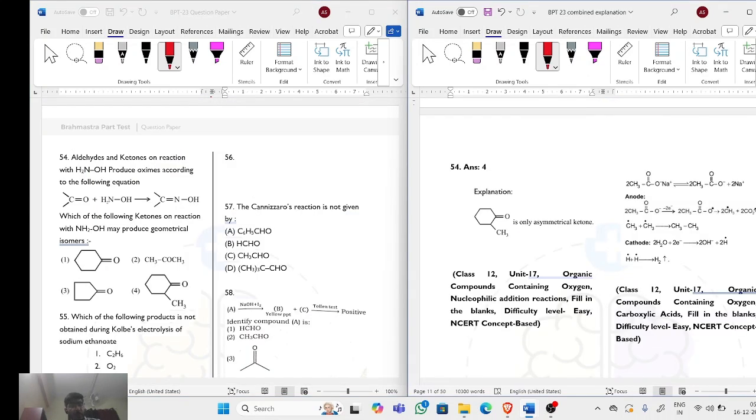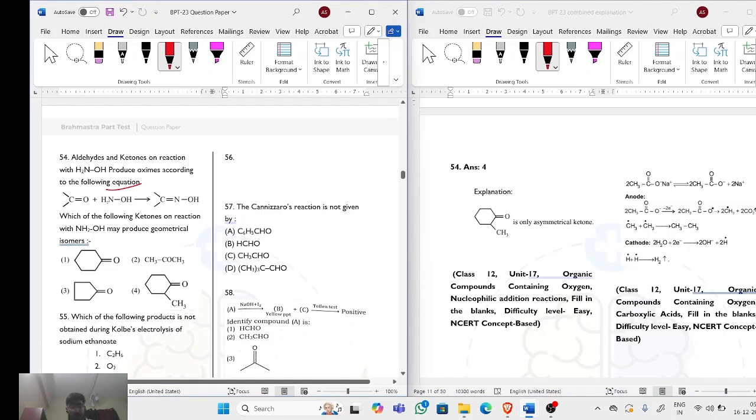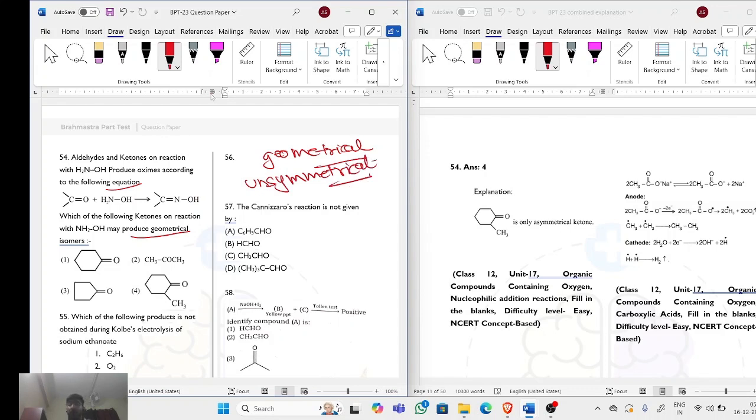Now question number 54. Aldehydes and ketones on reaction with NH2OH produce oxime according to the following reaction. Which of the following ketones on reaction with NH2OH may produce a geometrical isomer? First of all, for geometrical isomers, we just have to find which compound is unsymmetrical. If the compound is unsymmetrical, then it will definitely form a geometrical isomer. But if the compound is symmetrical, then it will not form a geometrical isomer.